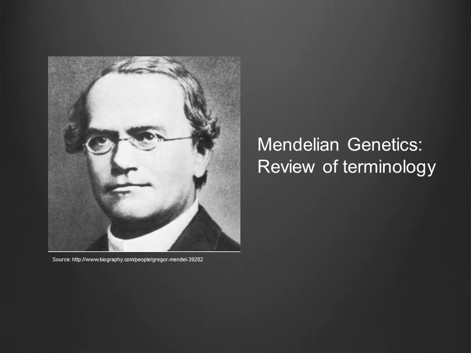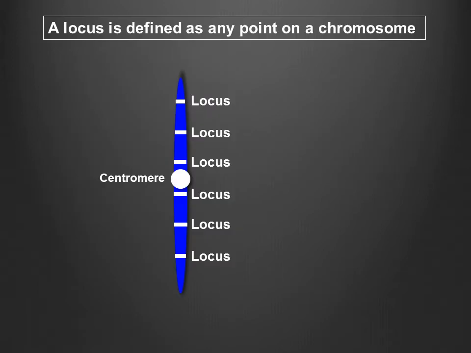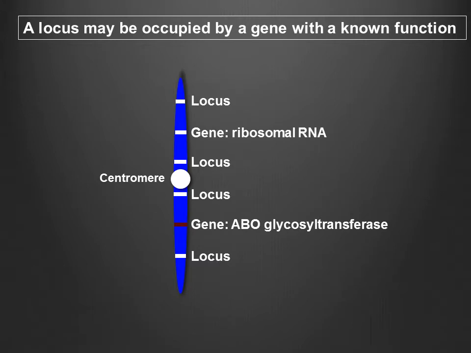In this video, we will be reviewing several genetics terms that most or all of you are likely familiar with. First, we'll begin with a locus. A locus is simply any location on a chromosome. Loci may or may not be occupied by genes, hereditary units that determine an organism's traits.